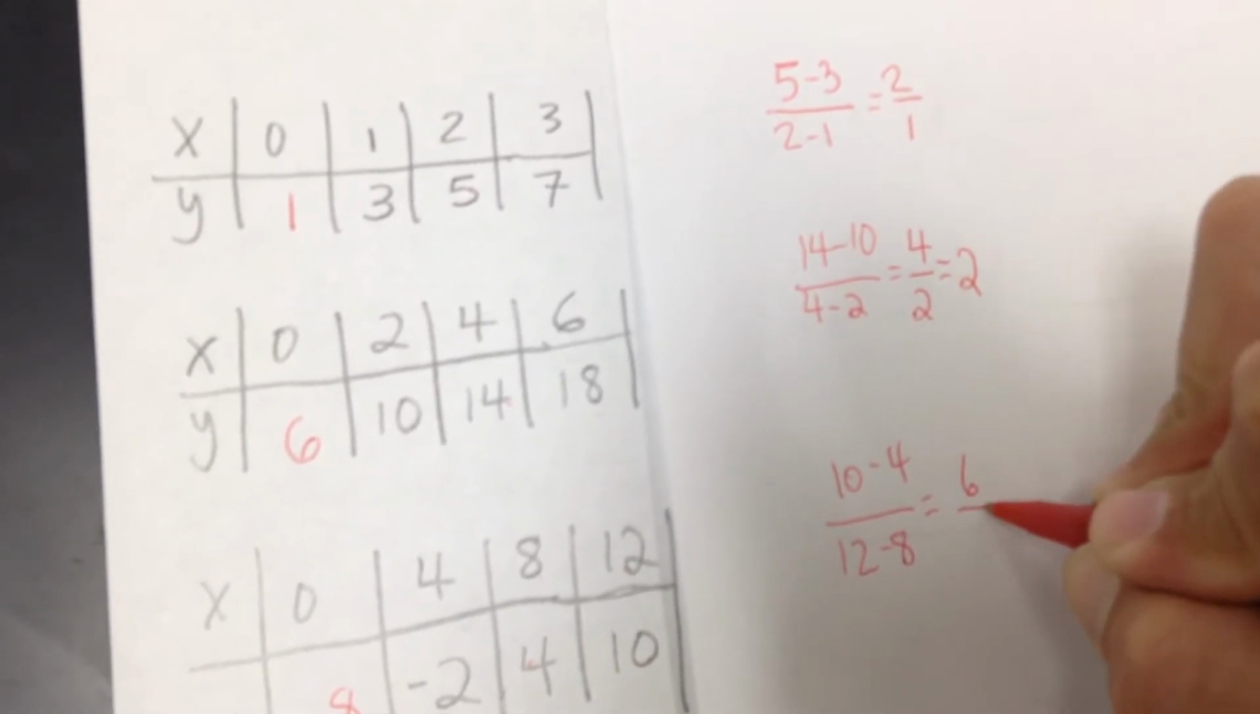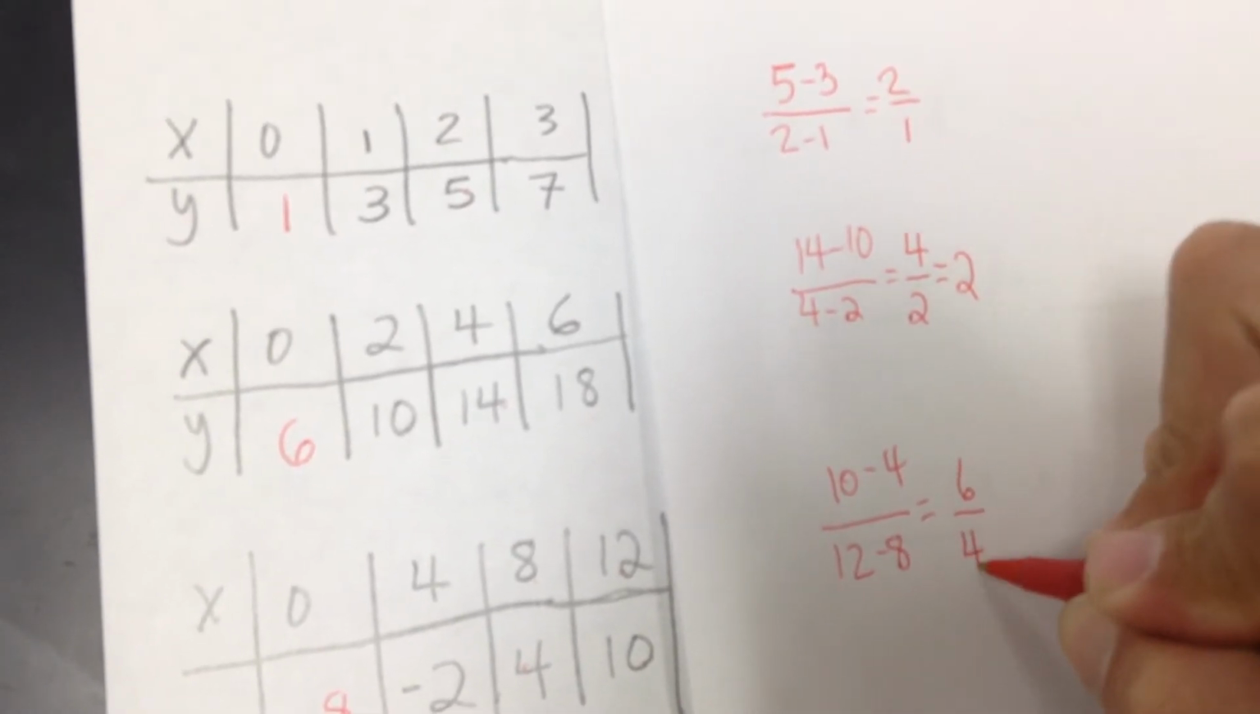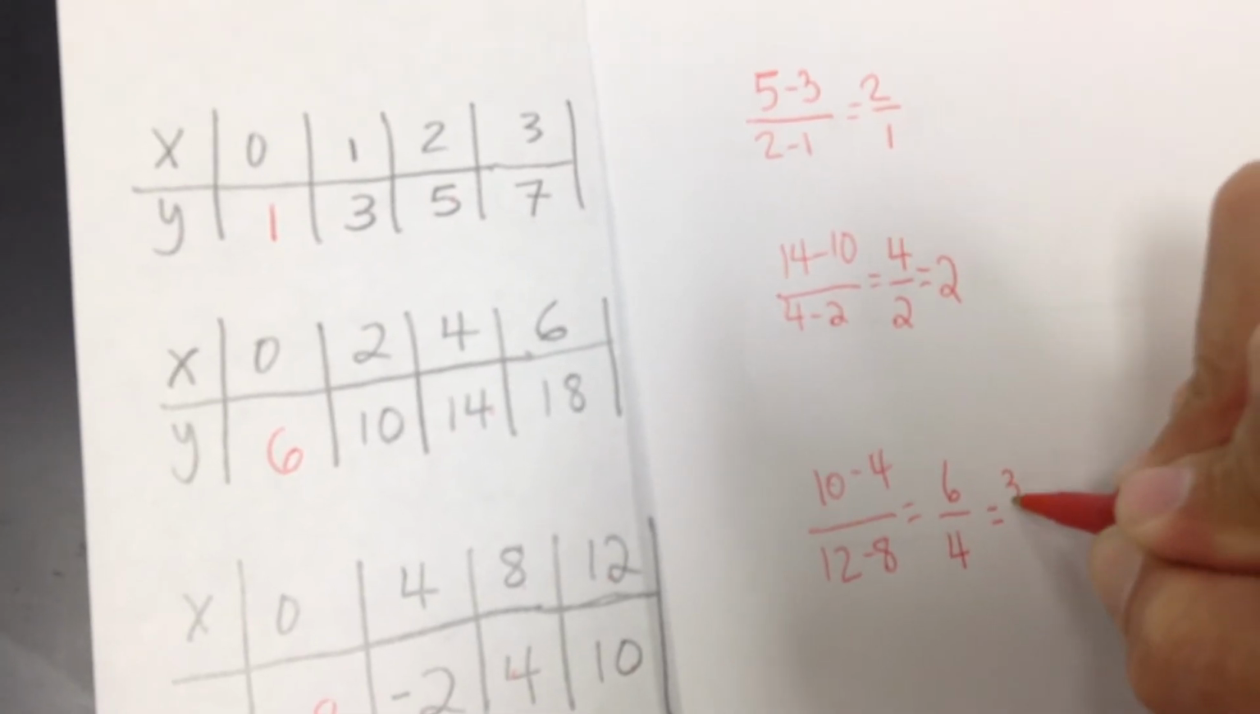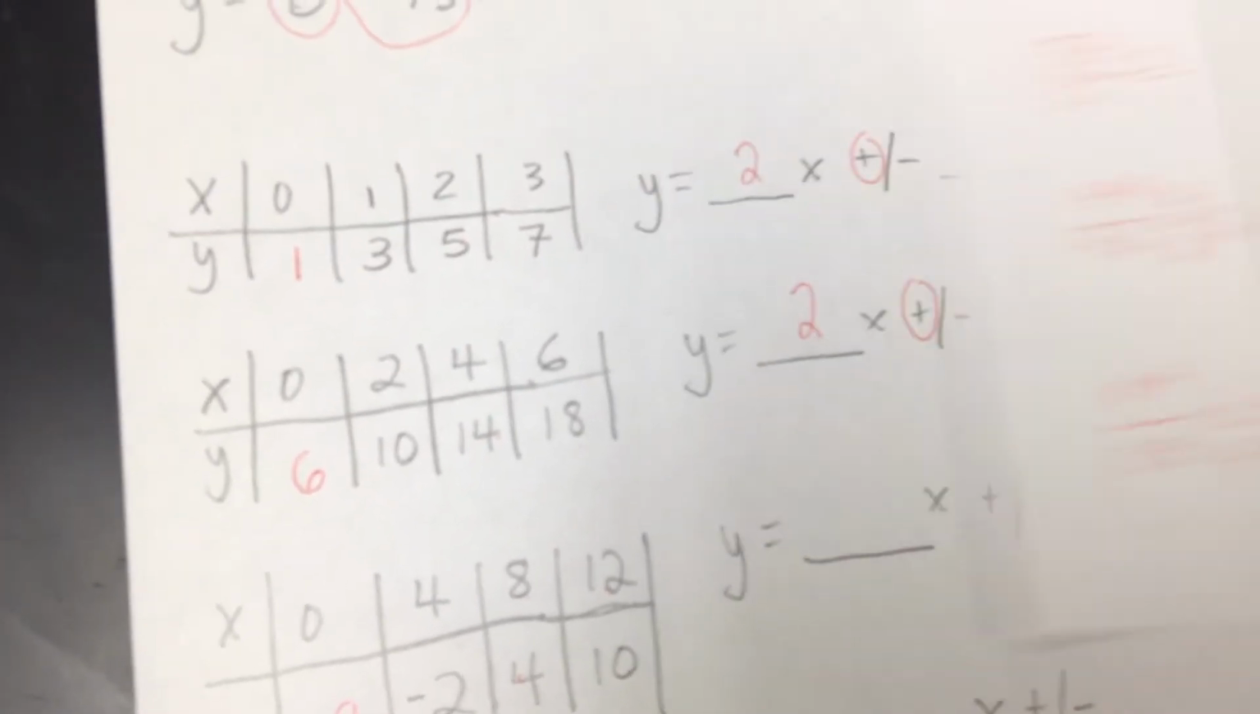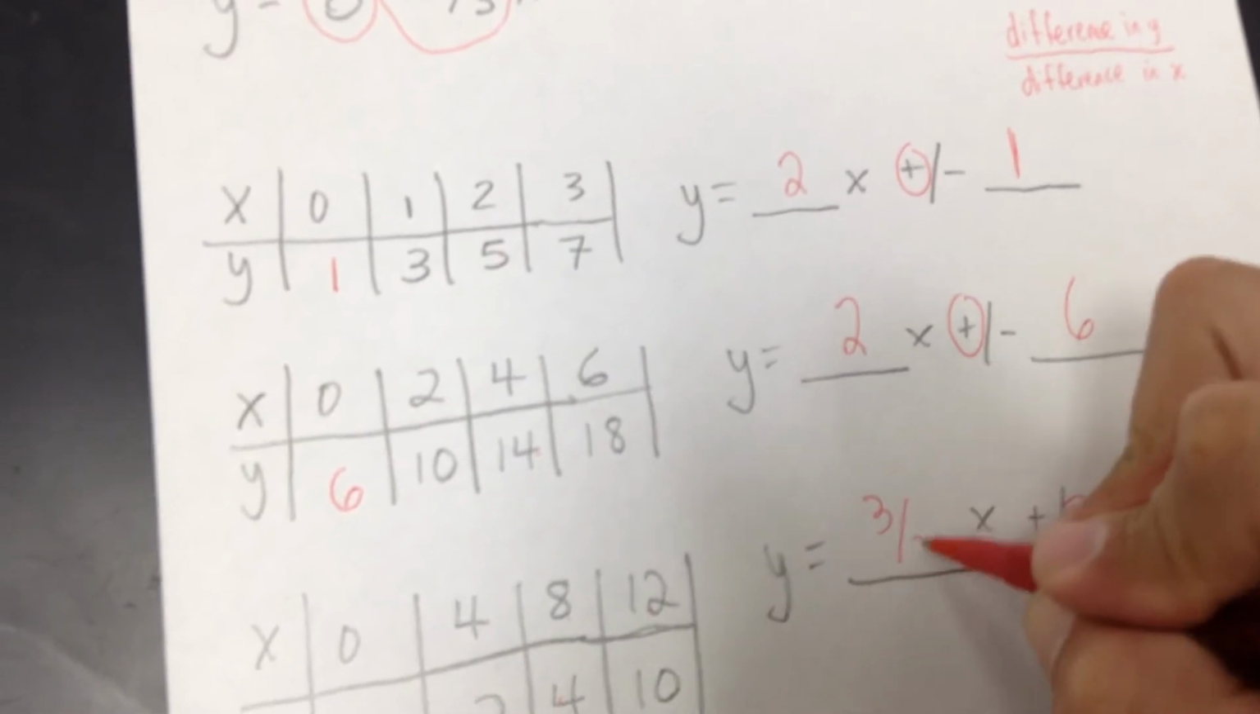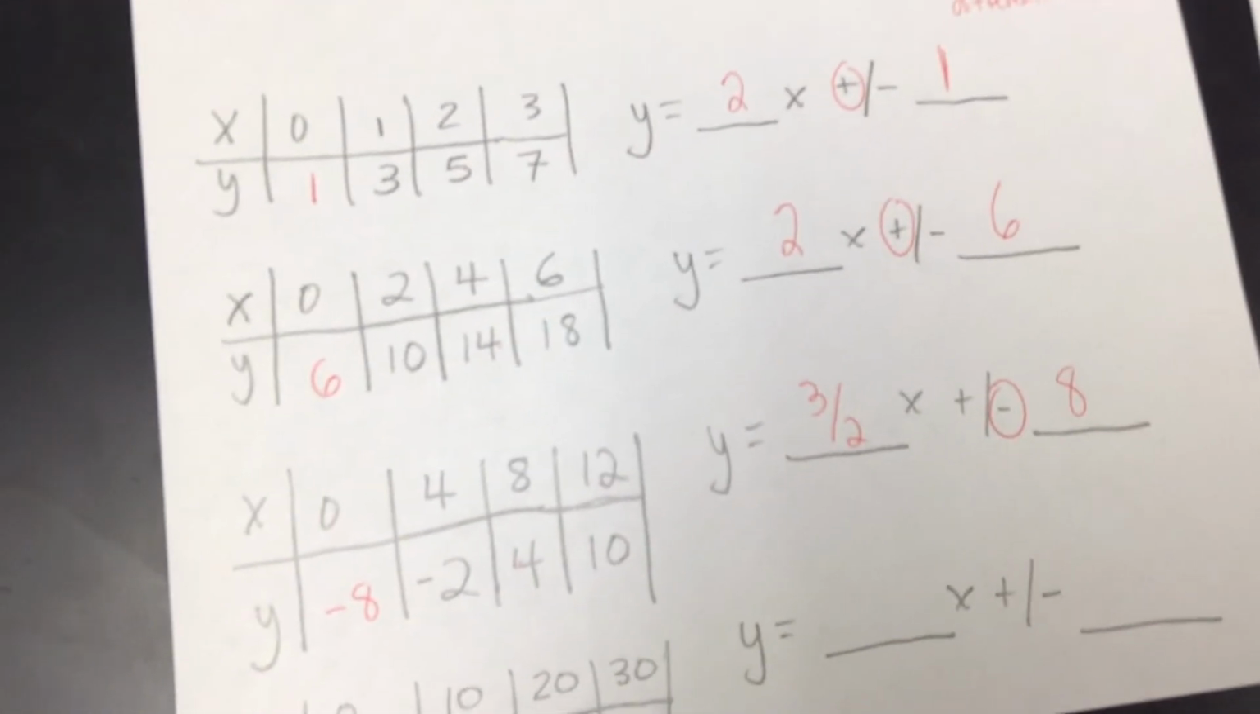So 10 minus 4 is 6. 12 minus 8 is 4. I simplify that to 3/2. And that is my slope. I just write it just like that, 3/2.